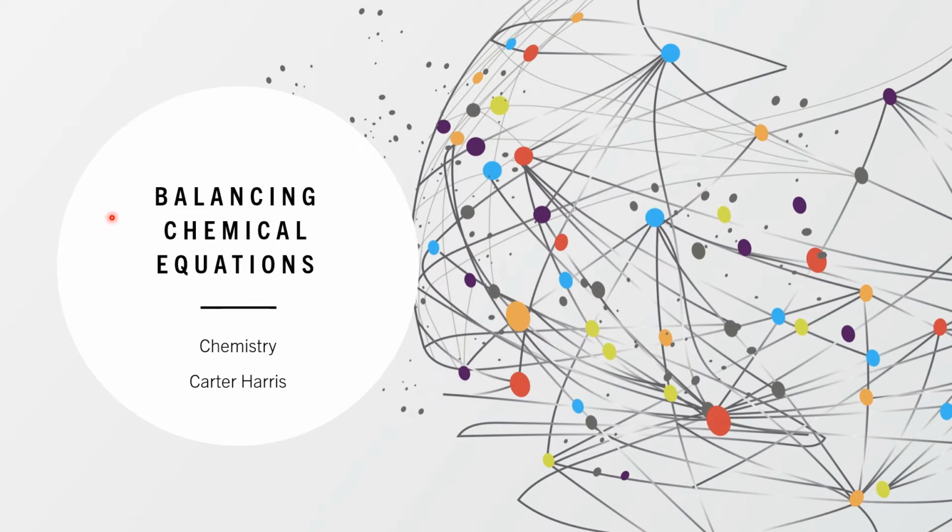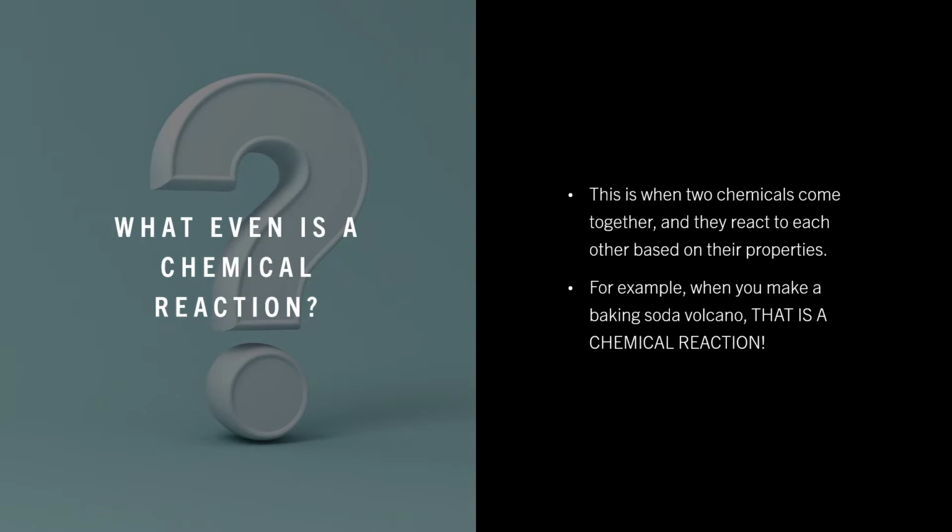Alright, so this is Balancing Chemical Equations by Carter Harris. So you can see here we're talking about what even is a chemical reaction. Well, a chemical reaction is when two chemicals come together and they react to each other based on their properties. For example, when you make a baking soda volcano, that is a chemical reaction.